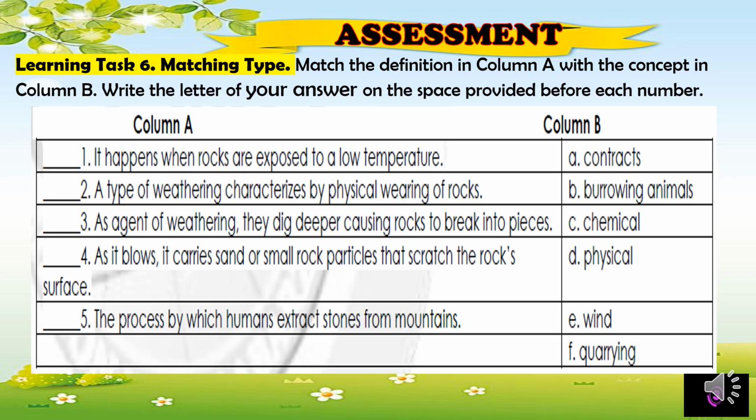And for column B, A. Contracts, B. Burrowing animals, C. Chemical, D. Physical, E. Wind, and F. Quarrying.